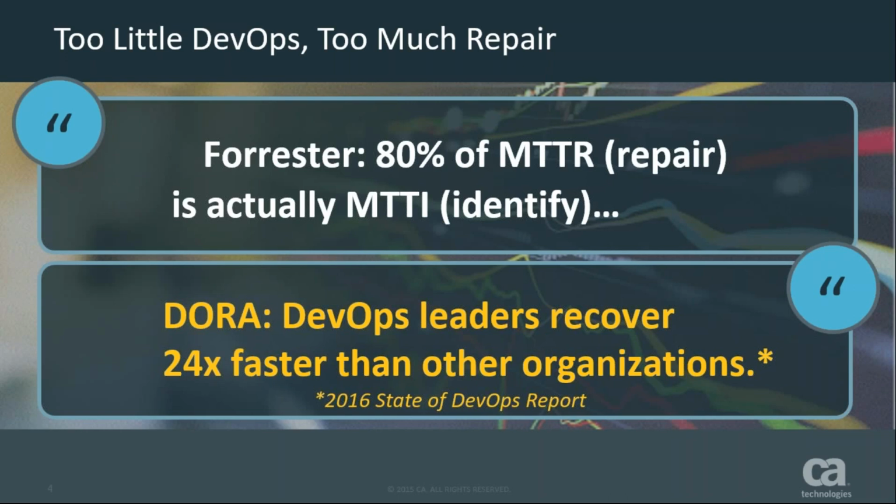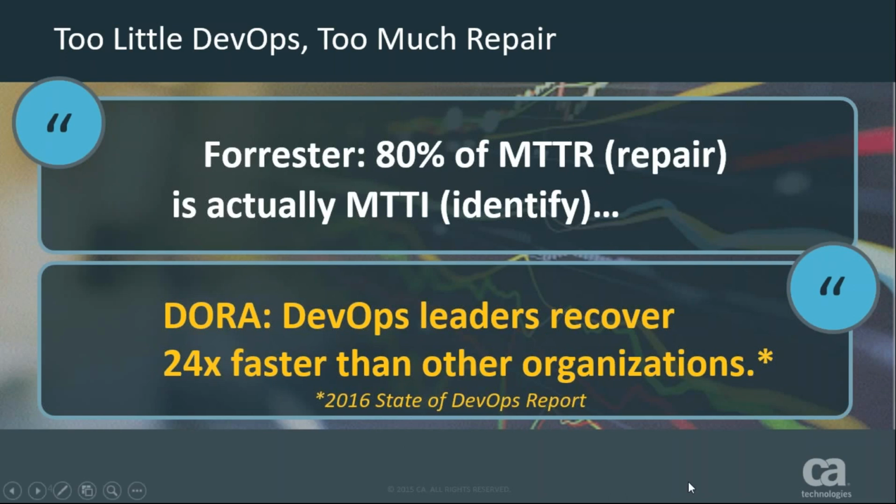Okay. So, the title of the slide says it all, right? Too little DevOps, too much repair. According to Forrester, 80% of MTTR is actually MTTI. So 80% of what we consider repairs is actually identification. Matt or Brad, do you want to chime in on that?